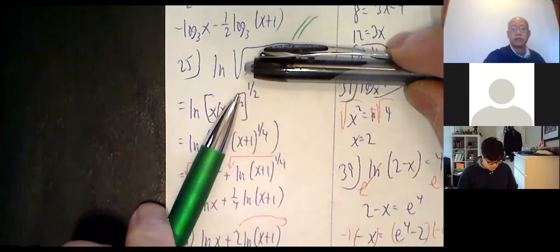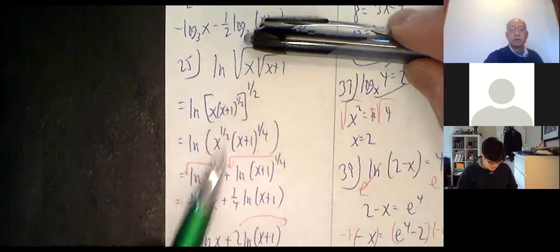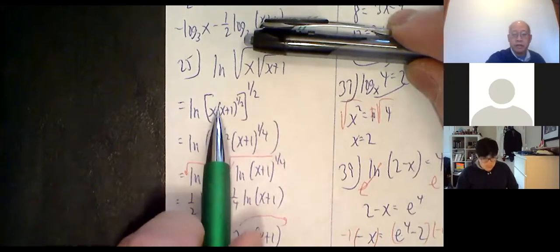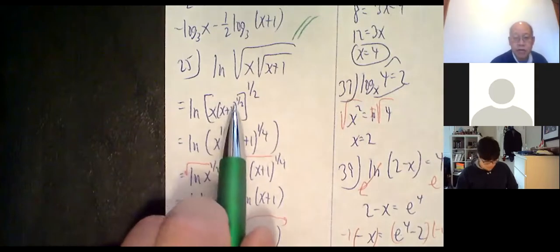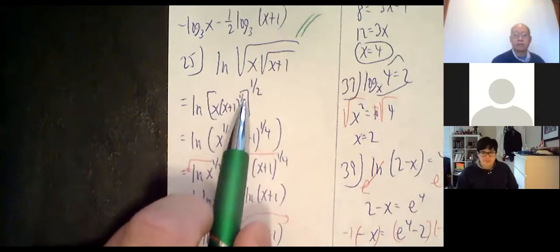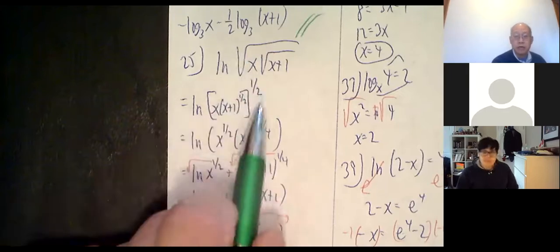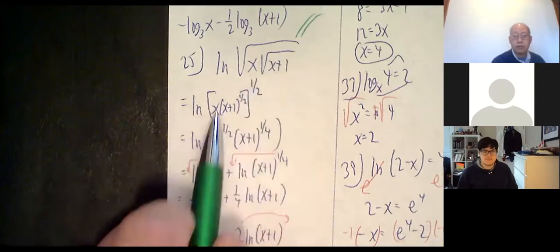So what am I taking the square root of? x radical x plus 1. So there it is. x radical x plus 1 means x plus 1 to the half. So this is the square root inside the square root. One more time, this square root is that half. This square root is that half.